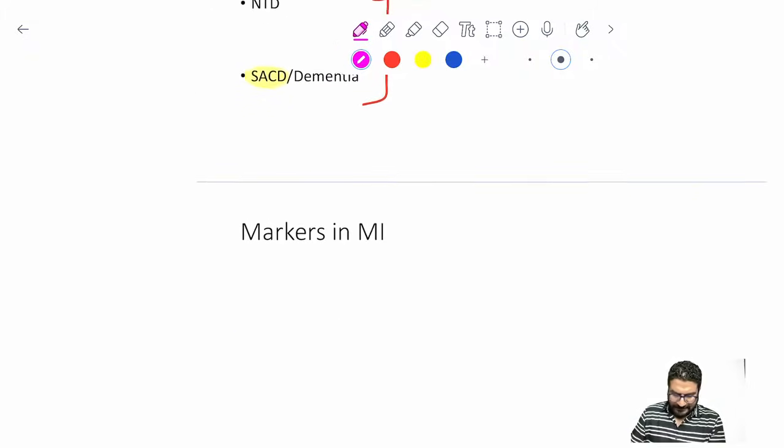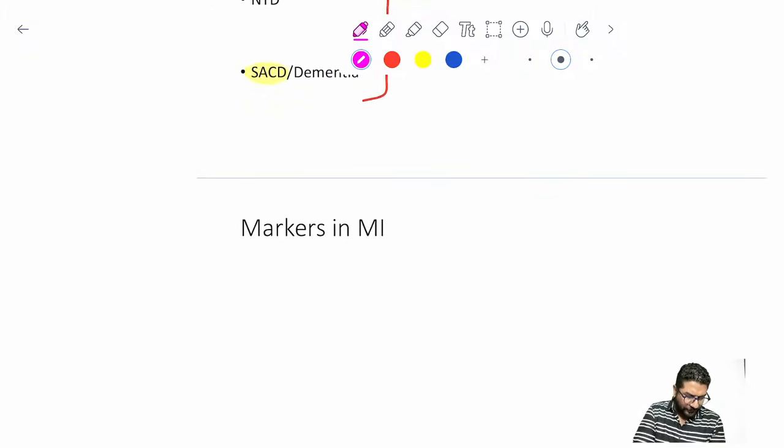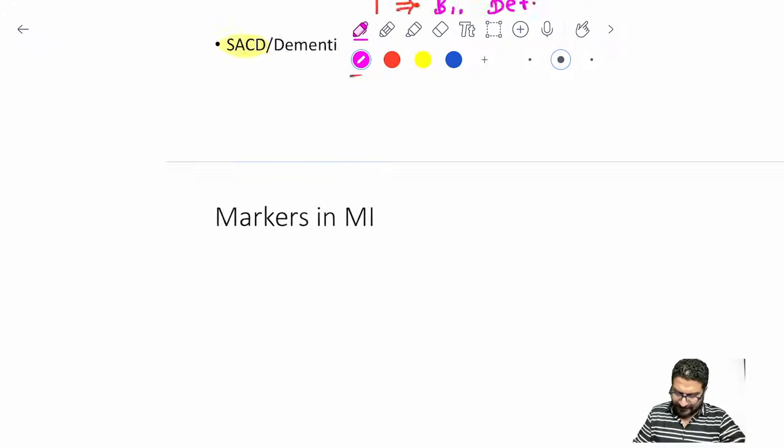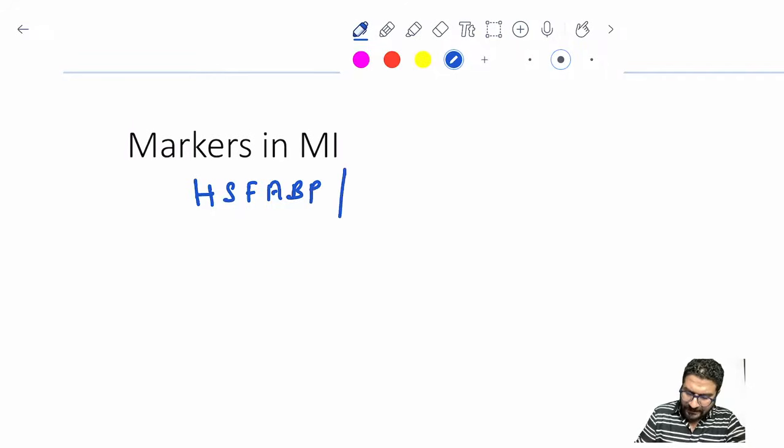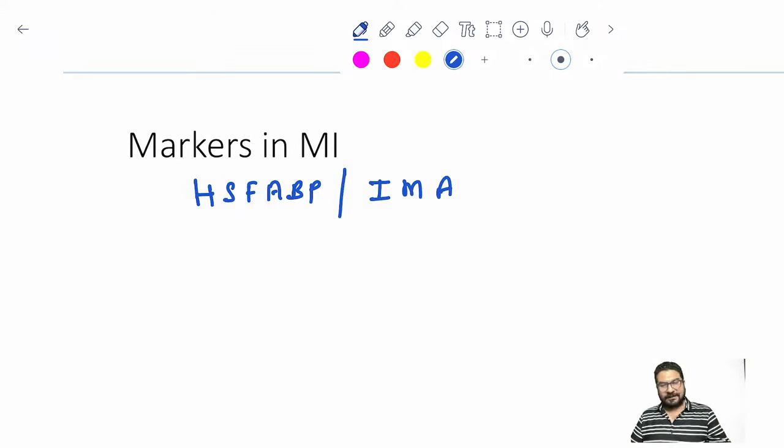Okay, now moving to markers. What they ask you questions about in the exam, they ask you questions about markers. So markers means the cardiac markers. First tell me the names, what are the markers you know? Let me start with the first marker. We have heart specific fatty acid binding protein and ischemia modified albumin. You just have to remember them. They are not available in India, so they don't ask you.